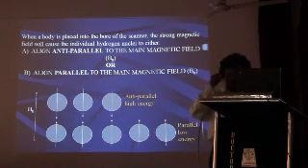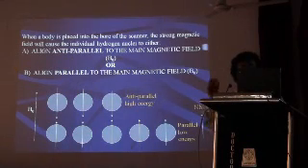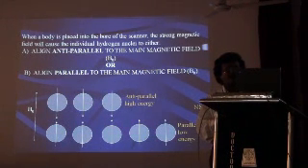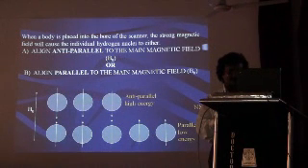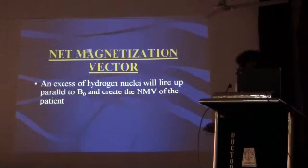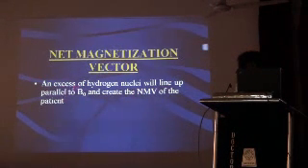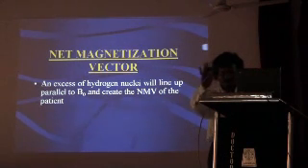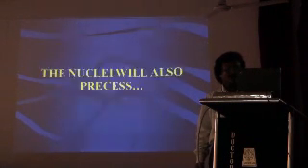And ultimately we get a main magnetic field, or B0, as we call it. Now net magnetization, or the net magnetization vector, is where an excess of hydrogen nuclei will line up parallel to B0 and create the net magnetic vector of the patient. You don't have to understand this. Just skipping.